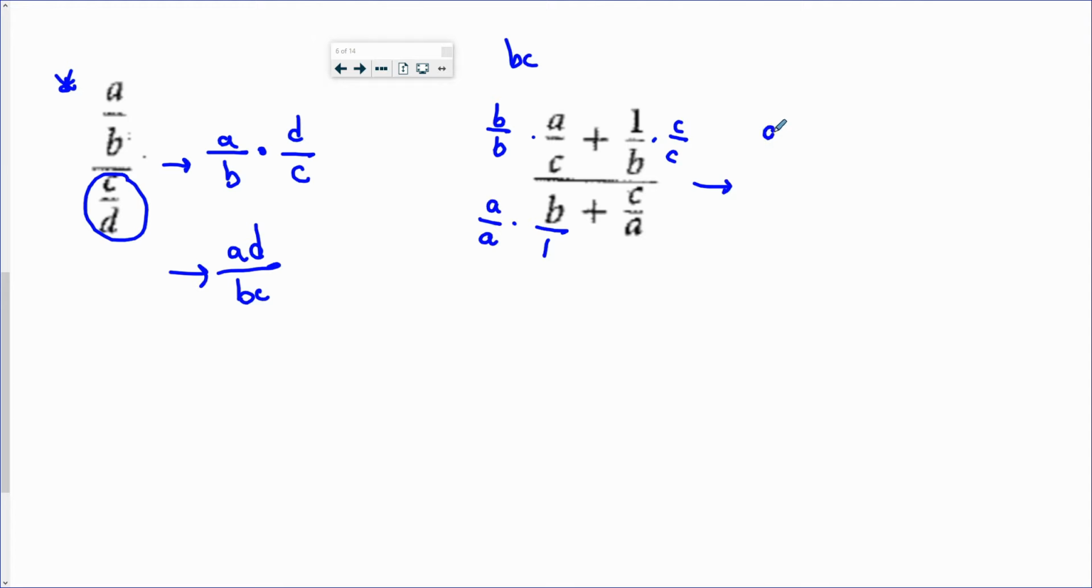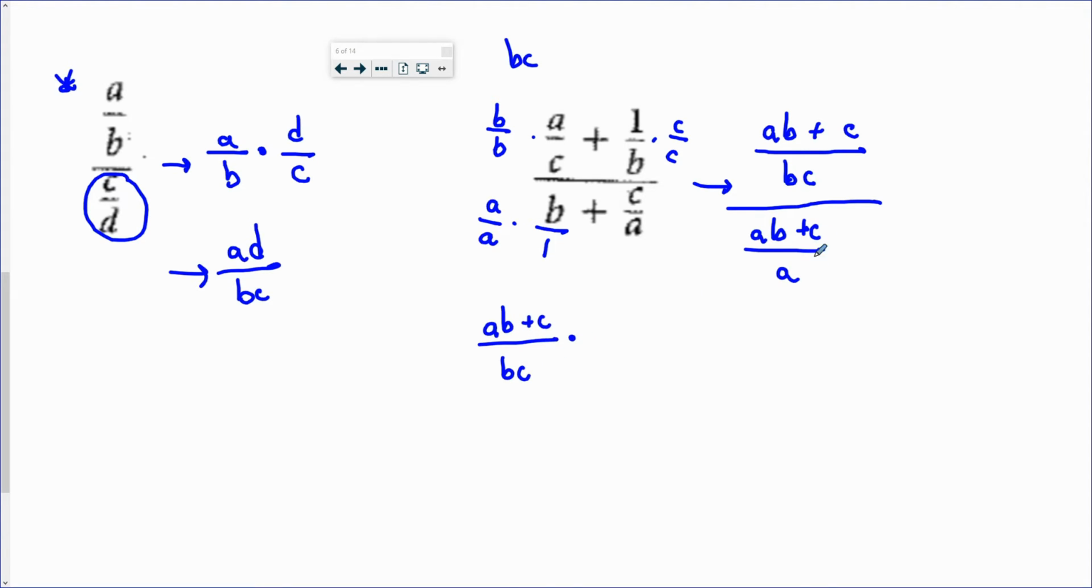So in the top, we get a times b plus 1 times c, which is c. Let's write our common denominator as b times c. Divided by, in the bottom, we have ab plus c over a. And now this question looks a lot like this one here, where we have a fraction in the top and a fraction in the bottom. So we merely recopy the top fraction, multiply it by the reciprocal of what's in the bottom. So there we have it.